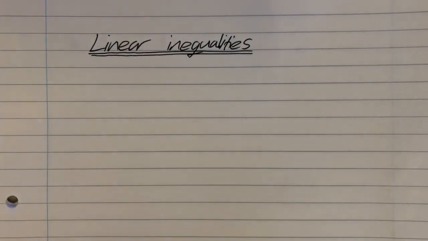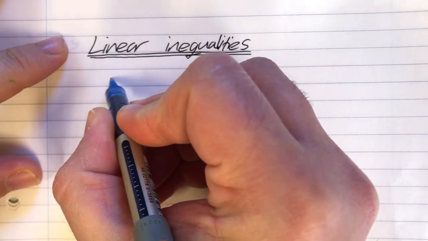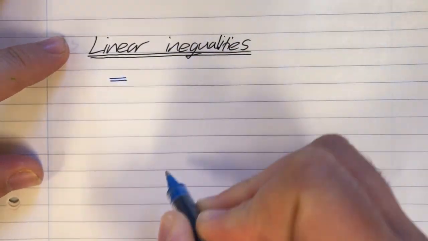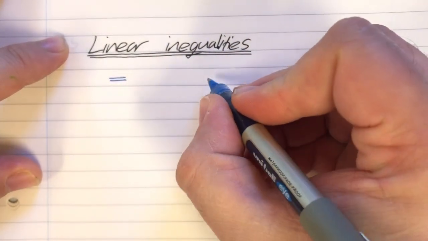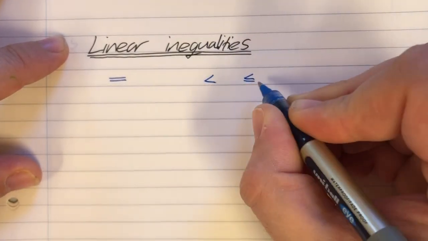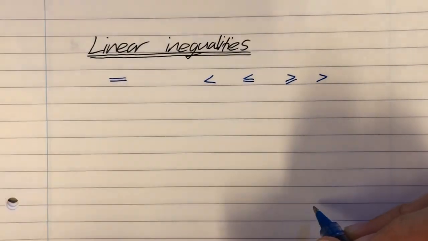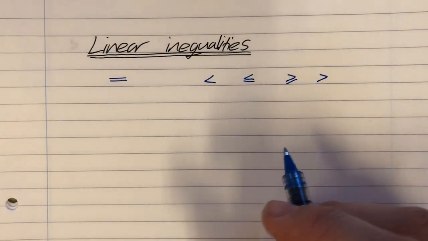This is a video on linear inequalities. Now, an inequality is similar to an equation, except an equation will contain an equal sign, and an inequality will contain one of these four signs instead. So it's less than, less than or equal to, greater than or equal to, or greater than. Okay, it's called an inequality if it contains one of these.